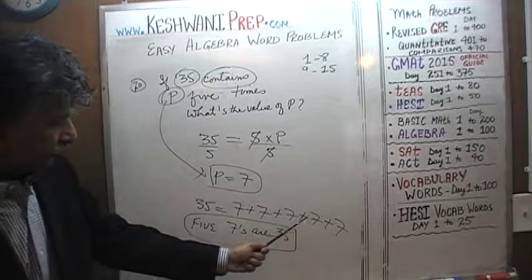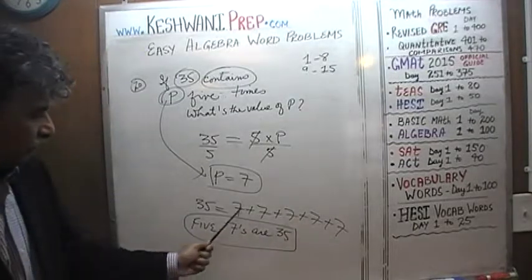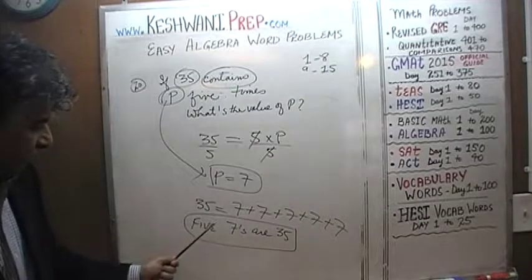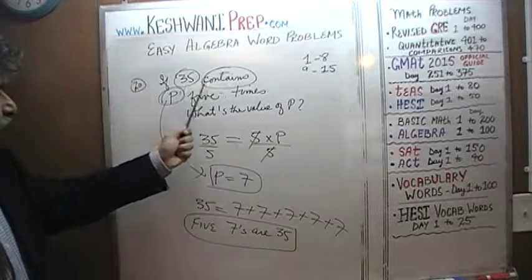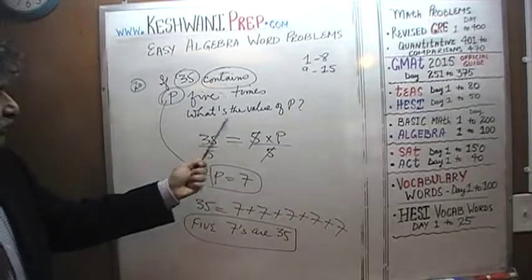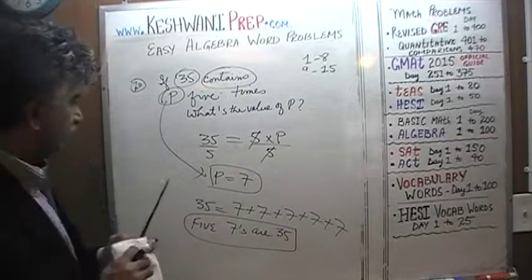1, 2, 3, 4, 5. How many sevens do you see here? I see 5. 5 sevens are 35. That's what it says here. If 35 contains P 5 times, what's the value of P? P must be 7. Let's do one more. Next one, number 21.